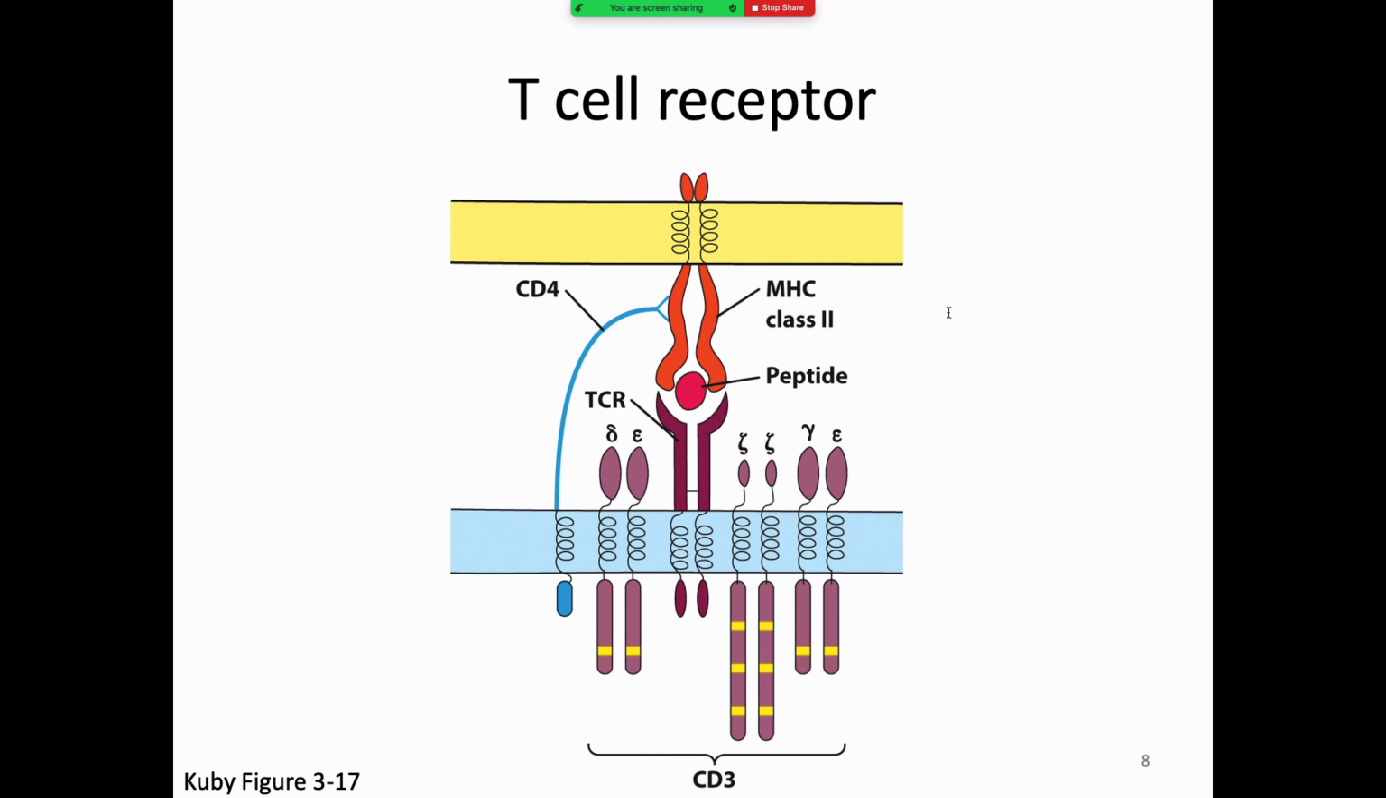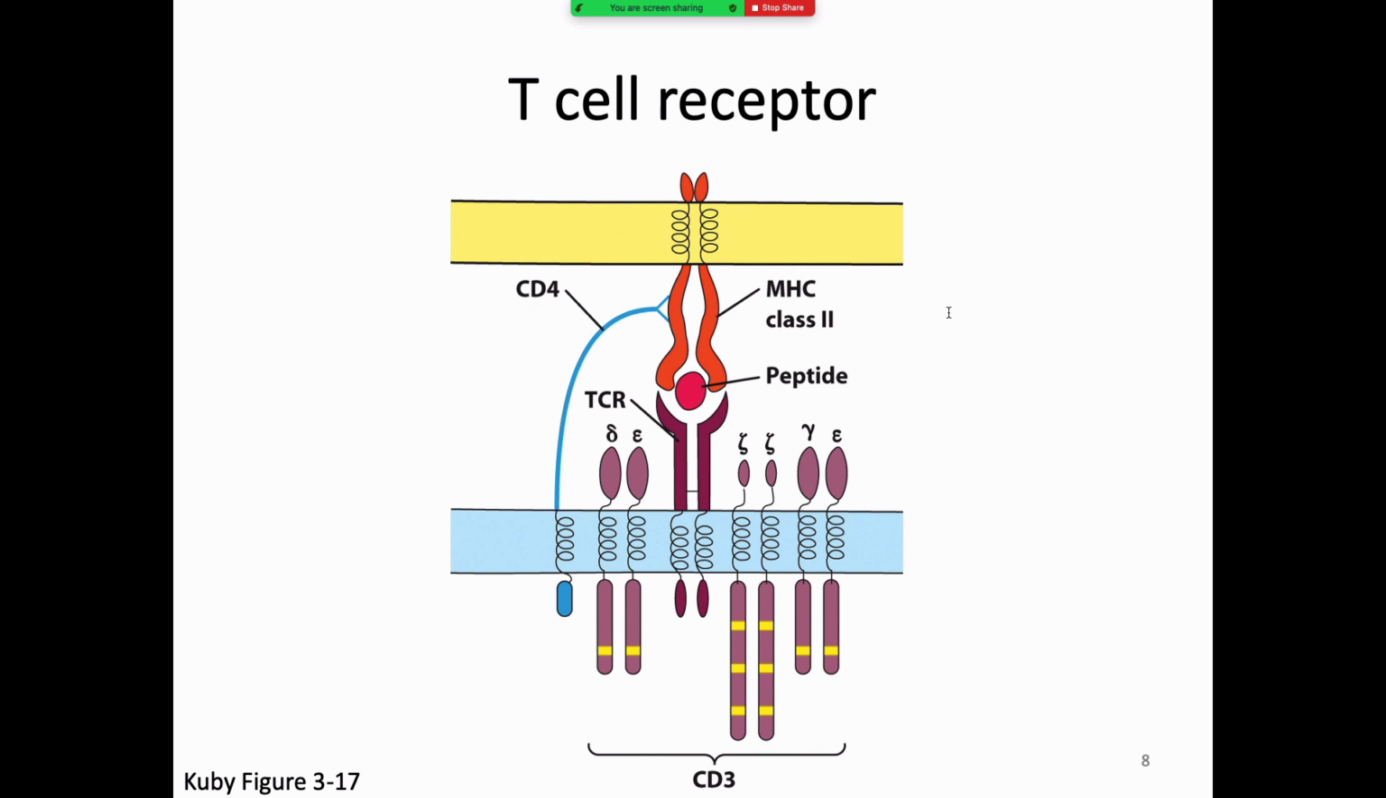This signaling starts with the T cell receptor that you have seen previously. So you can see that T cell receptor here. You can see the MHC and peptide are interacting with the T cell receptor. You can also see that the CD4 molecule in this case is interacting with class 2.